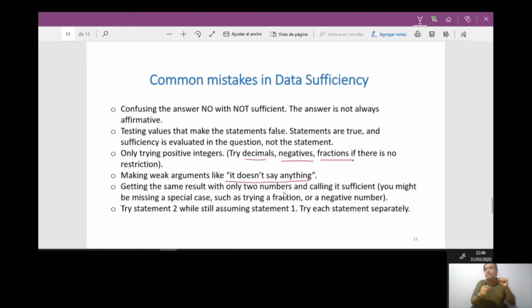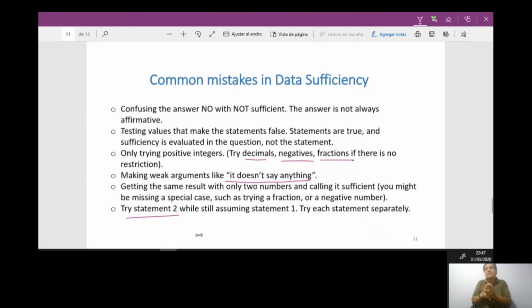Sometimes we need to plug in, insert some values to the variable, try to see what happens. Maybe the statement that looks like it's not sufficient provides a single answer to the question all the times. And finally, be careful not to confuse the information of statement 2. Don't mingle the information in statement 2 with information in statement 1. At least don't do it until you have tried each statement separately.